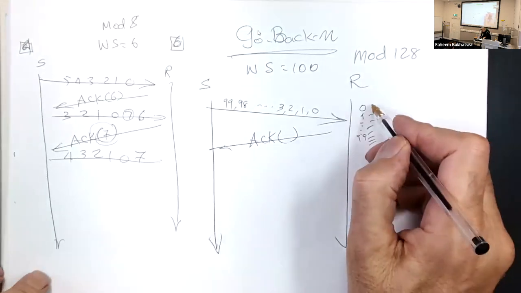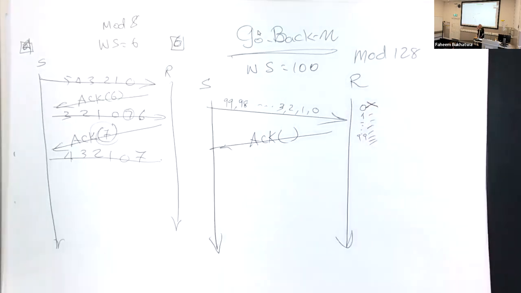But there's something wrong here. Frame number 0 is wrong. The rest of them are all perfect. So what's going to happen now? What will this receiver do with frame number 0? Let's take one frame at a time. What will the receiver do with frame 0?